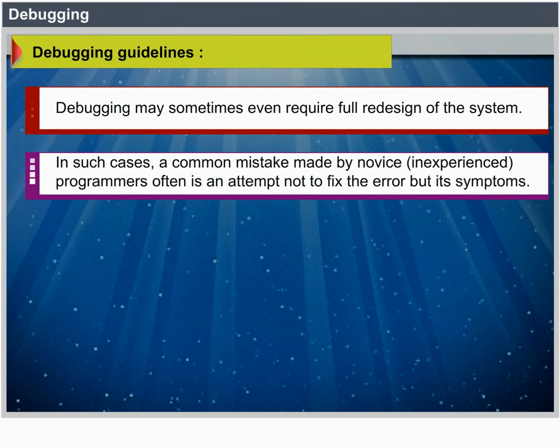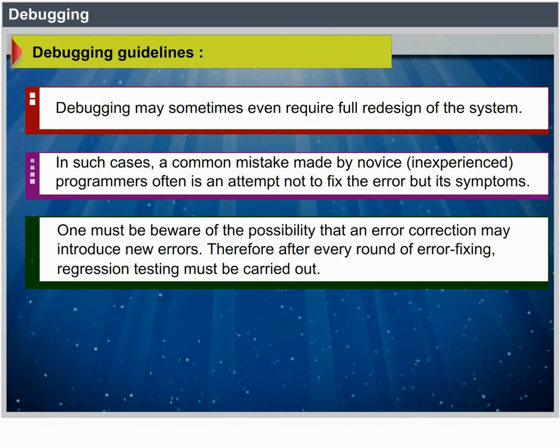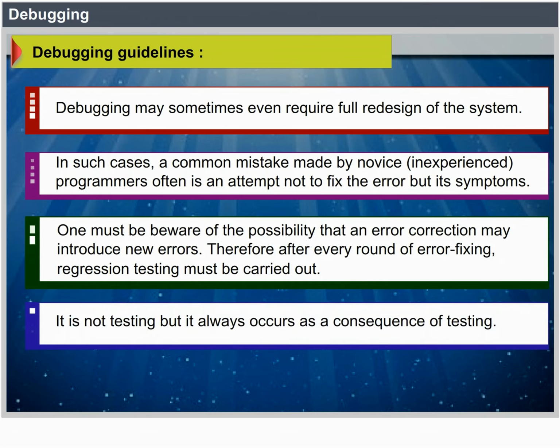In such cases, a common mistake that novice programmers often make is attempting not to fix the error but its symptoms. One must beware of the possibility that an error correction may introduce new errors. Therefore, after every round of error fixing, regression testing must be carried out. It is not testing, but it always occurs as a consequence of testing.